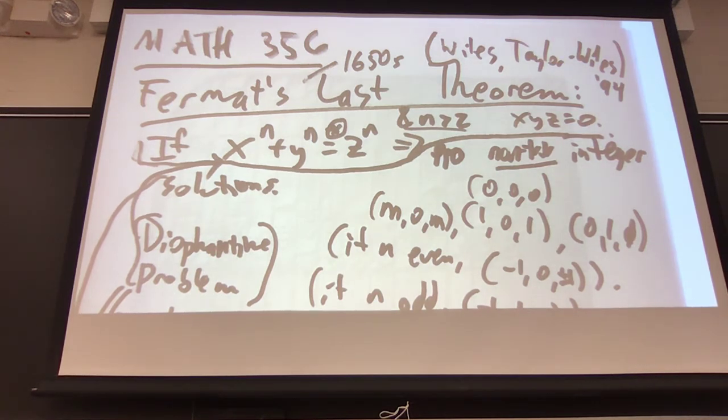No one today seriously believes that he had a complete proof. But there's one case where he, in a separate letter, provided enough arguments that we know he really did have a proof when n is equal to 4. So that's what I want to do. That we can do today. Okay, so let's prove Fermat's last theorem for n equals 4. Ready? Any questions?